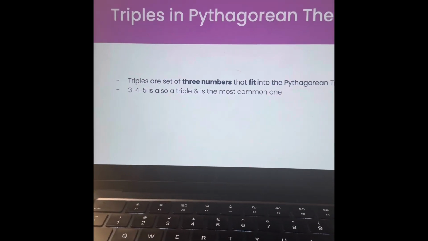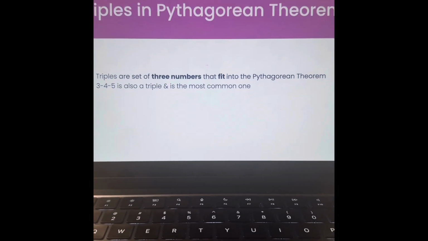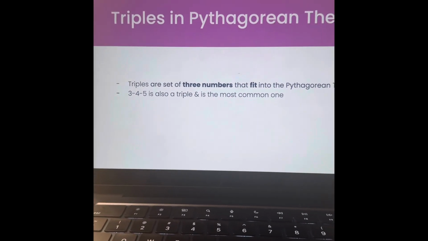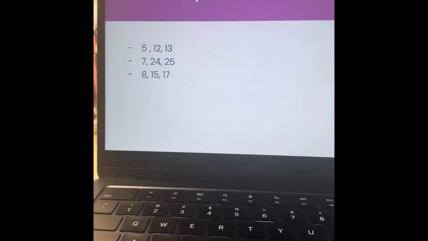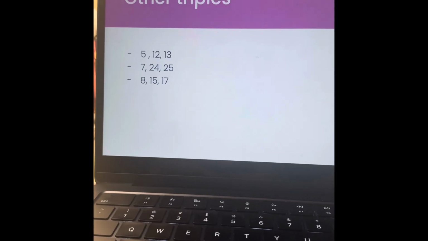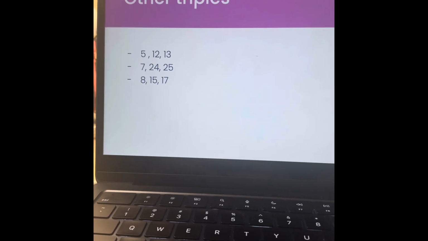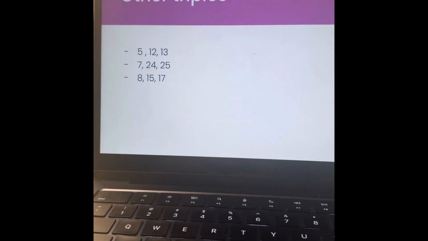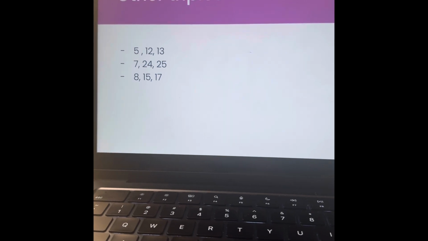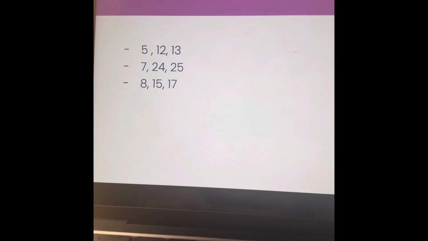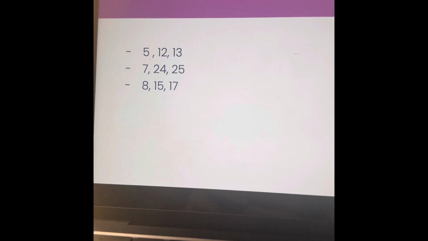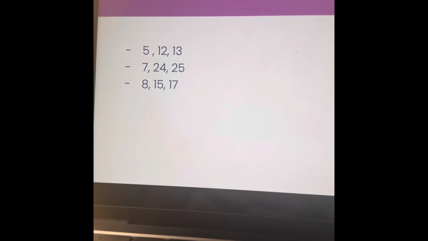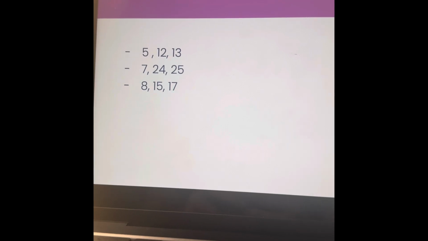Triples in the Pythagorean theorem. Triples are a set of three numbers that perfectly fit into the Pythagorean theorem. The 3-4-5 is also a triple and is the most common one. Other famous triples are the 5, 12, and 13, the 7, 24, and 25, and also the 8, 15, and 17. You can also multiply triples all by the same number to get another triple. For example, with 5, 12, and 13, it could be 10, 24, and 26.